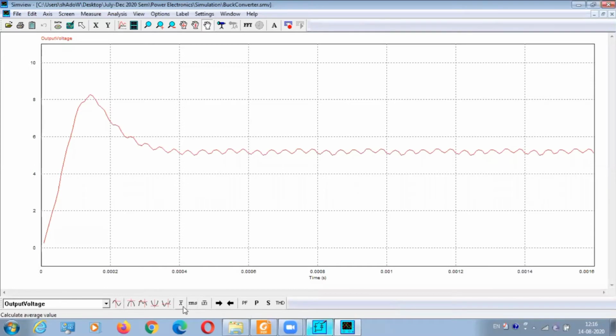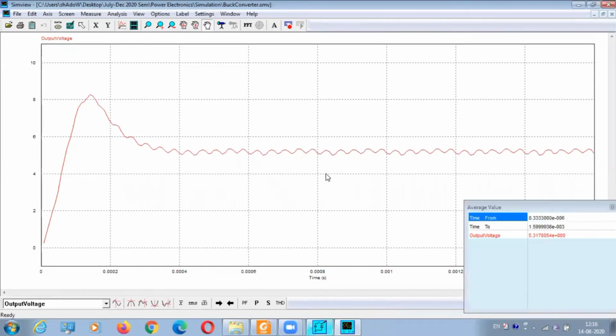Now if you calculate the average value, there is an average value over here. Bring it to any point over here. You will get how much? 5.28 volt. So it is a 12-volt converter which is converting at the output to 5 volt as average. 5.28 or 5 volt as average.